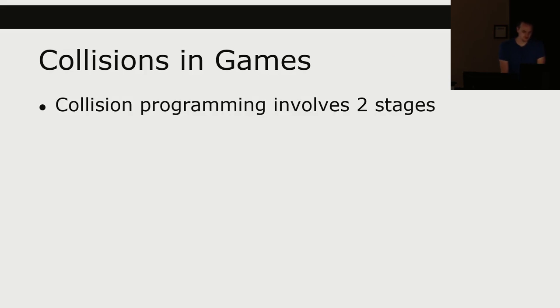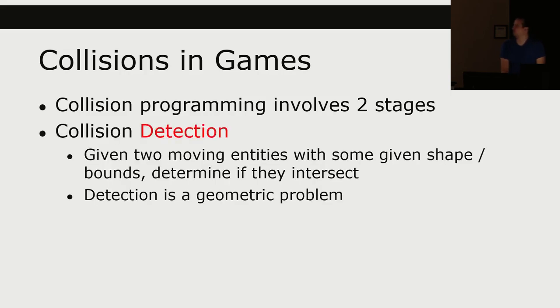Collisions programming involves two main stages to that problem. One is called collision detection. Given two things that are moving with some given shape or bounds, determine if they intersect. So are these two things currently intersecting? And detection is a geometric problem. You're typically going to be working with shapes represented in some form and then doing the math that involves detecting if those things are overlapping in whatever space they happen to be living in.